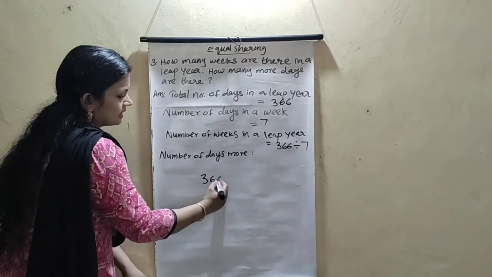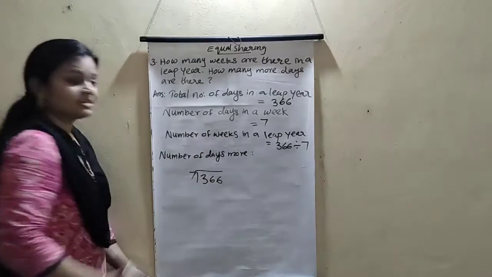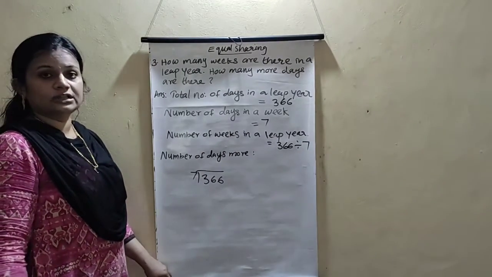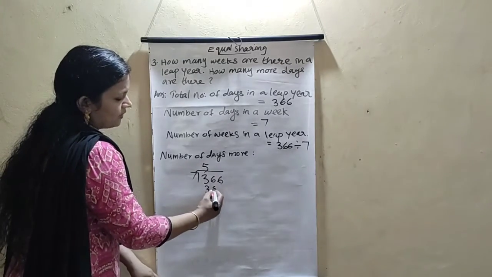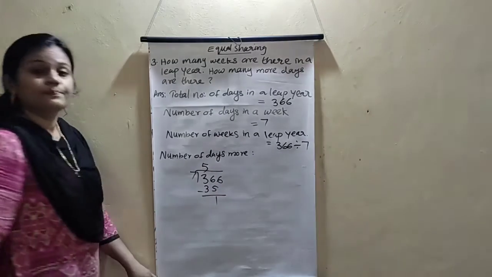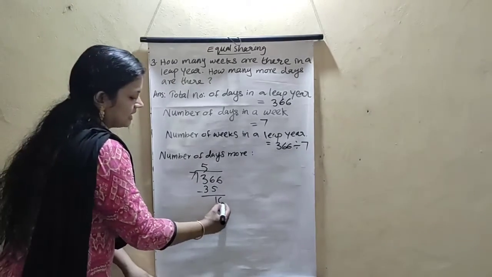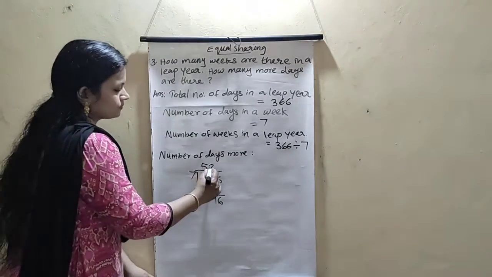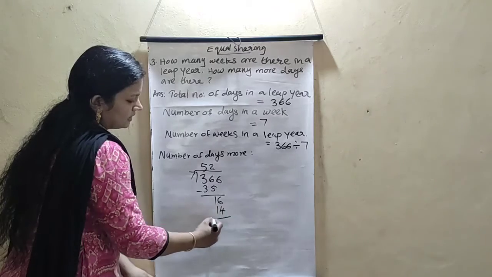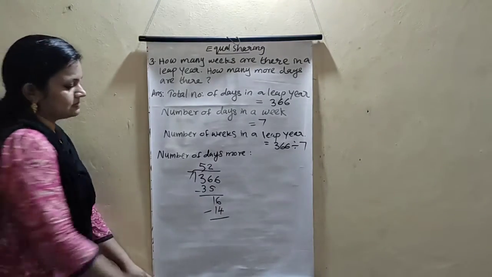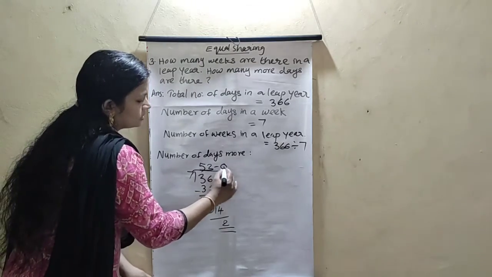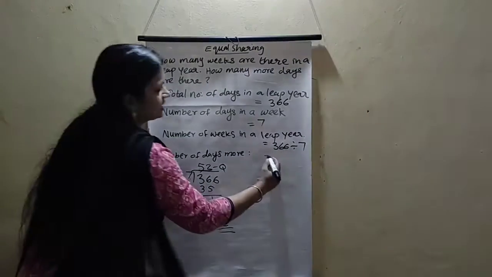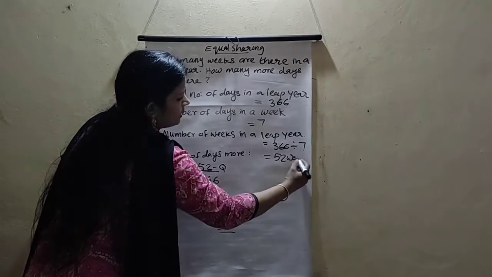You do it: 366 divided by 7. All of you know the table of 7. Then 5 sevens are 35. Then 1 is the remainder. Then 6 is brought down. How many times? 2. 7 twos are 14. 6 minus 4 is 2. Then how many weeks did you get? This is a week. How many weeks? 52 weeks.